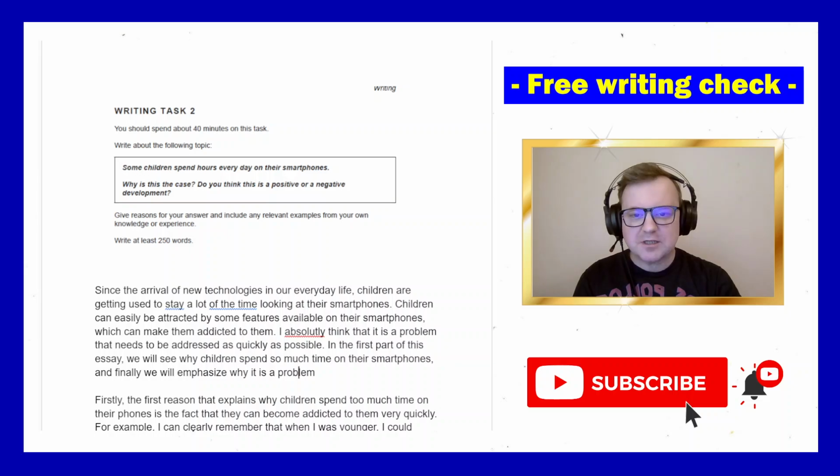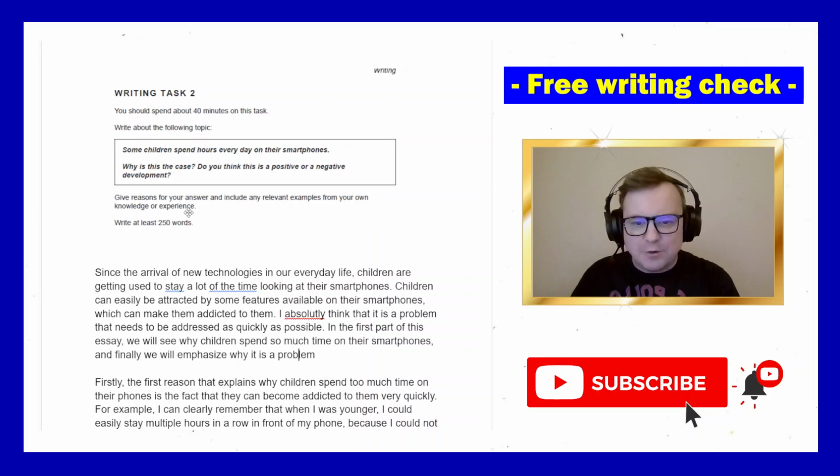As always, we start by reading the question and we want to read the question carefully. Okay, so some children spend hours every day on their smartphones. Why is this the case, and do you think this is a positive or negative development? Great. So nice and easy structure. The structure is there for us.